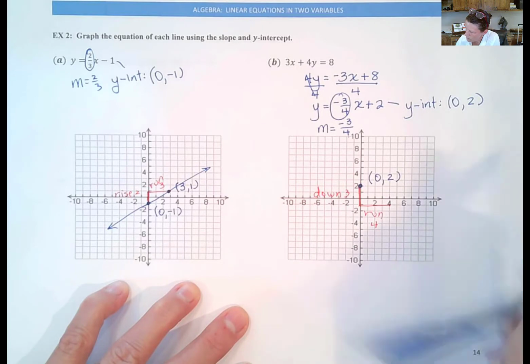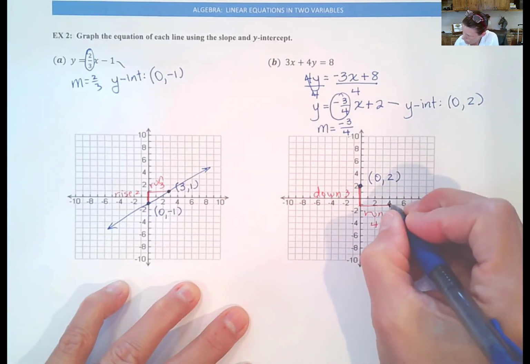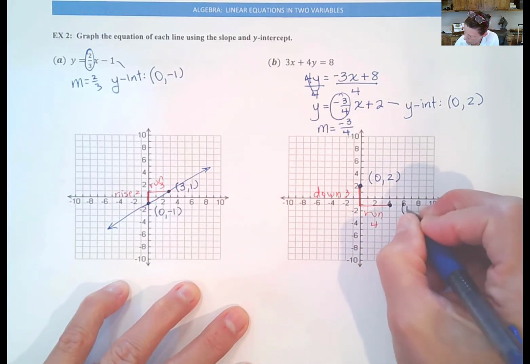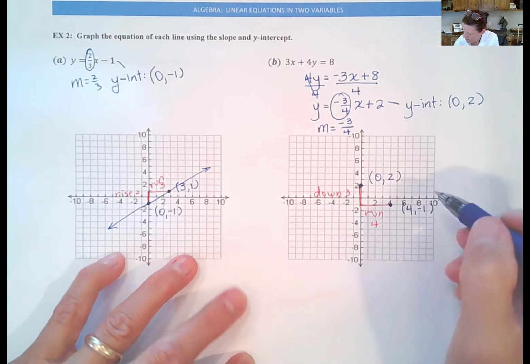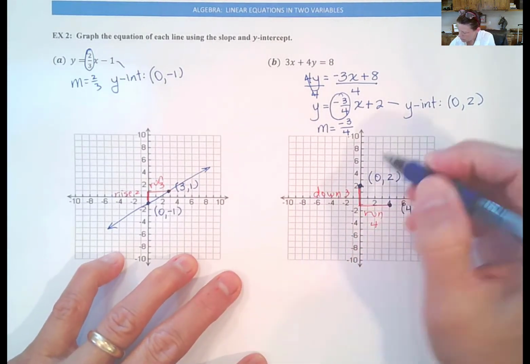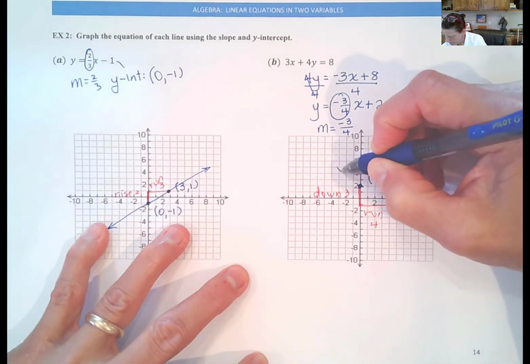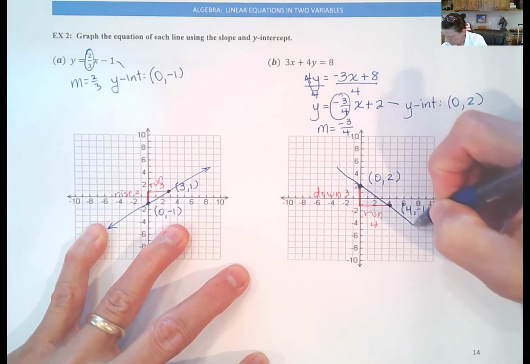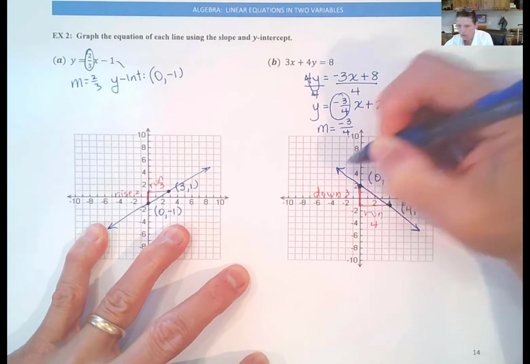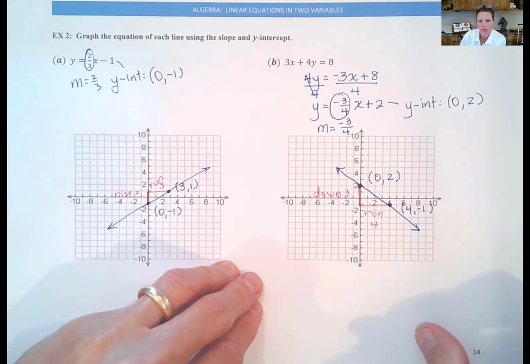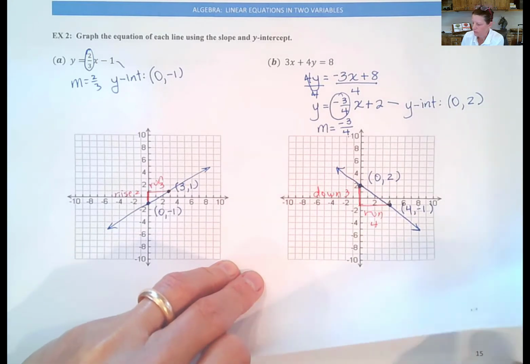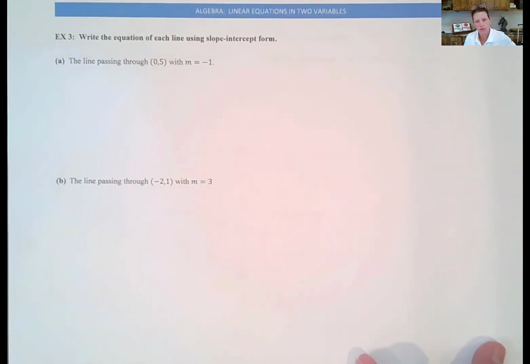And the coordinates of this point are 4, negative 1. And connect the points with a straight line. And doing this quickly free-handed, okay? So solve for y, so you can determine the slope and the y-intercept. Makes things easier to graph.